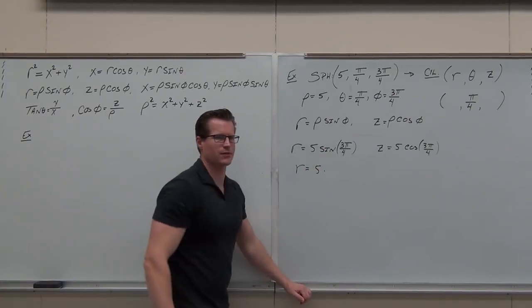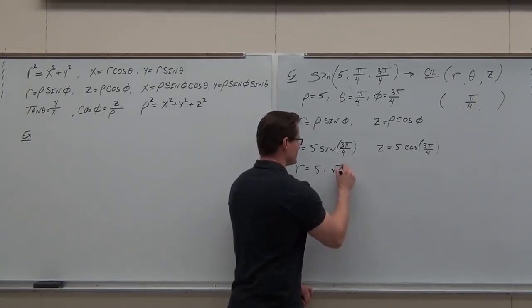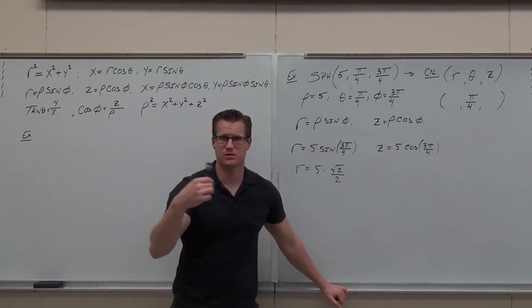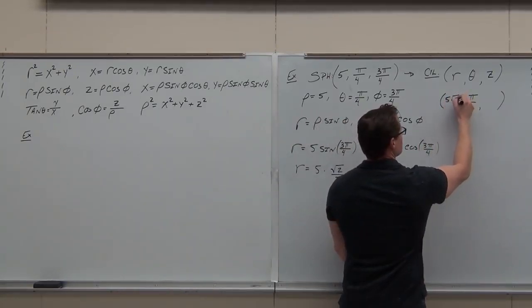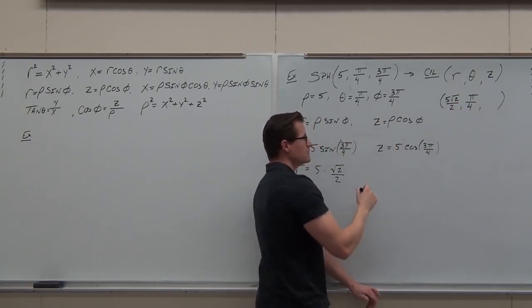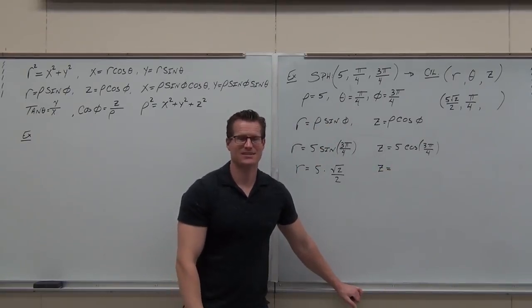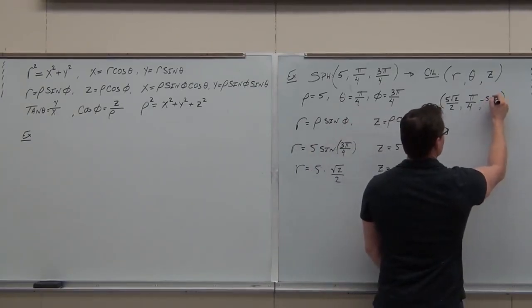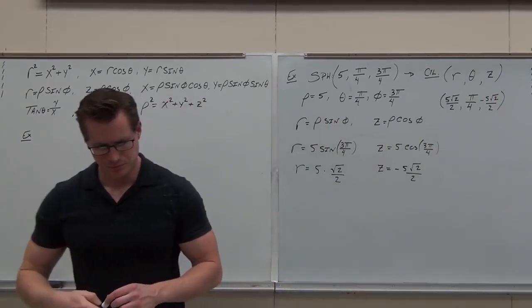5 times, oh my gosh, sine of 3 pi over 4. What is that? Root 2 over 2. You just need to know it's positive because that's second quadrant. It's all students, positive over there. So that's going to be 5 root 2 over 2. The z, I'll bet you it's going to be negative. Since this is negative root 2 over 2, we get negative 5 root 2 over 2.